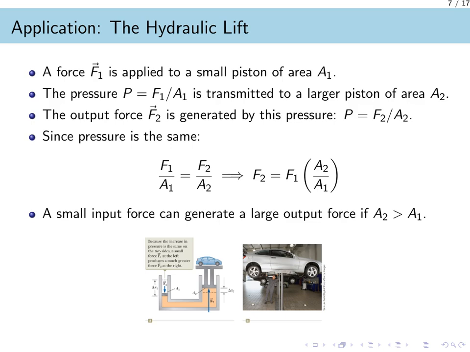A common example is a hydraulic car lift, where a small force on a narrow piston generates enough pressure to lift a heavy car on a much wider piston. By rearranging the equation, we see that the output force F2 is the input force F1 multiplied by the ratio of the areas, A2 over A1. This means a small input force can generate a large output force simply by making the output piston's area larger than the input piston's area.